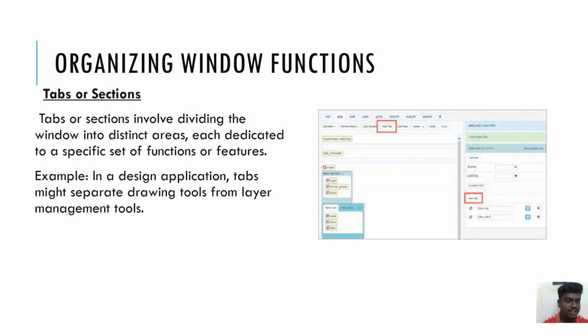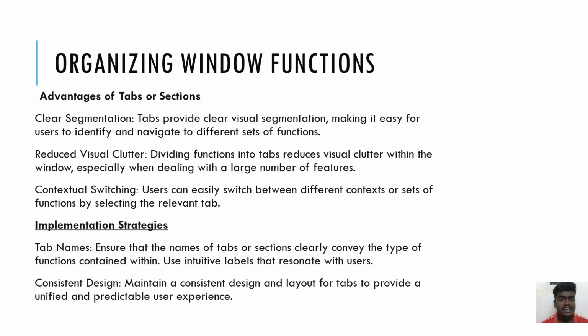Organizing the window function. Tabs or sections. Tabs or sections involve dividing the window into distinct areas, each dedicated to a specific set of functions or features. Example, in a design application, tabs might separate drawing tools from layer management tools. Advantages of tabs or sections: clear segmentation, reduced visual clutter, contextual switching. Implementation strategies: tab names. Ensure that the names of the tabs or sections clearly convey the type of function content, with the use of intuitive labels that resonate with the users.